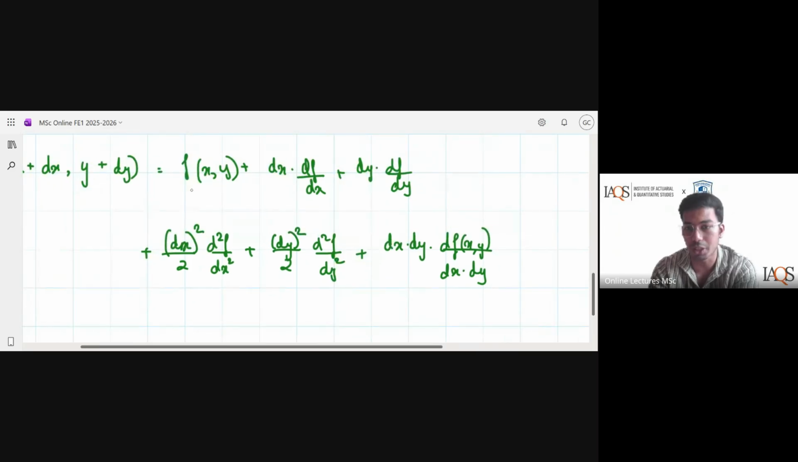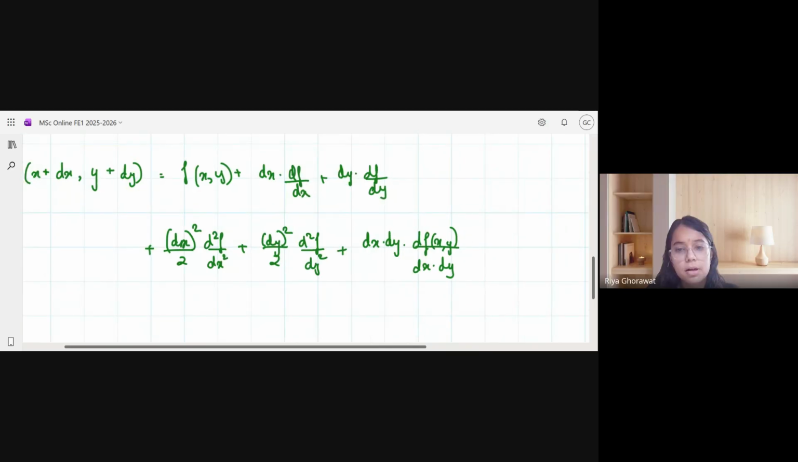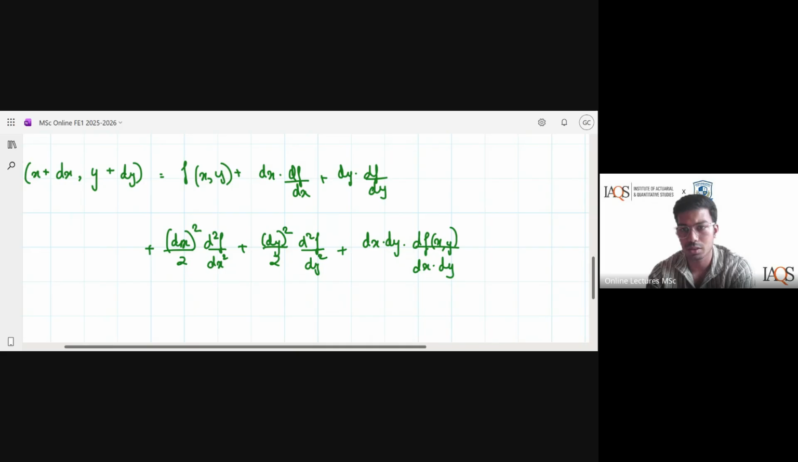This is still the two-dimensional Taylor series. We haven't derived the lemma yet. The double differentiation will be this one, first x and then y.